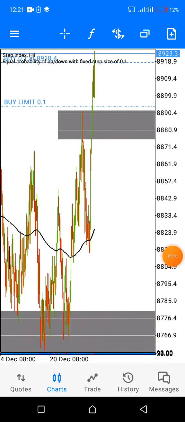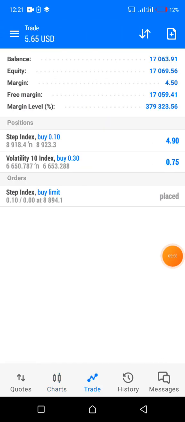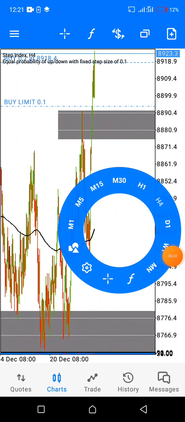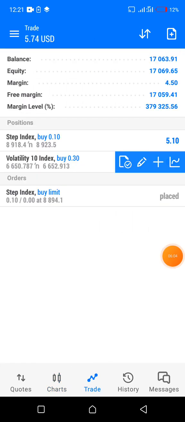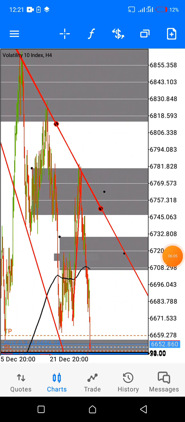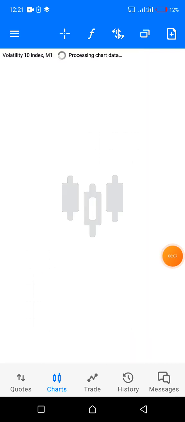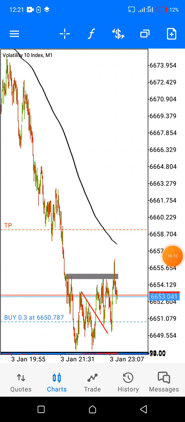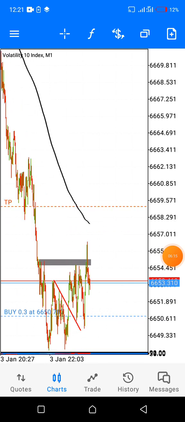So these are the two trades that I'm currently holding now. Let's go back to volatility 10 and see what's going on there. 1 minute time frame. It's yet to hit our TP.